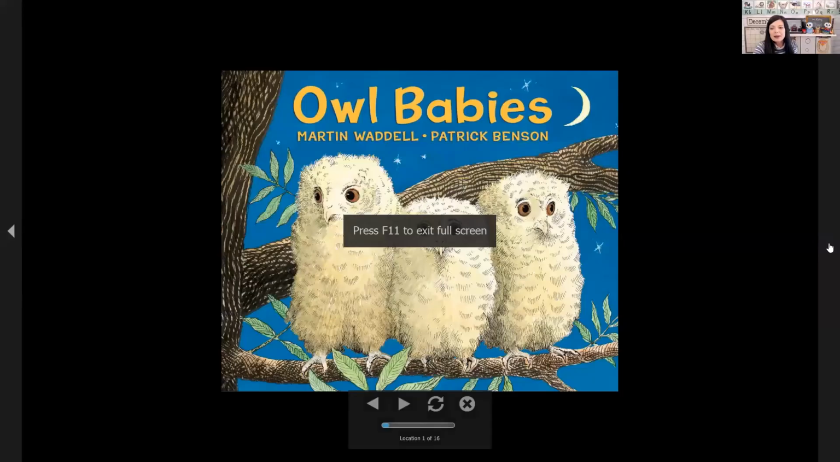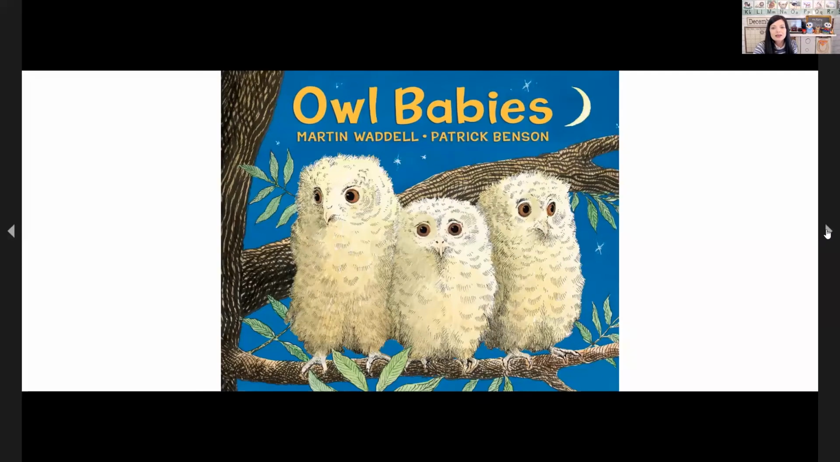Well, before we say goodbye, let's read a story together. It's about three owl babies. Owl Babies by Martin Waddell and Patrick Benson.